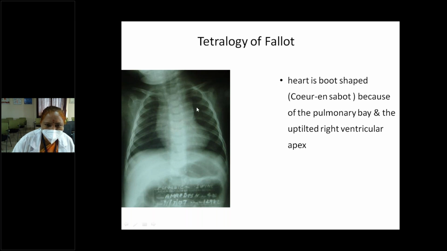Here the left side is not at all visible, and the right side is also less than 1/3. So there is pulmonary oligemia. Pulmonary bay is visible, upturned apex is there, right ventricular type of apex and right atrial enlargement. Mostly suggestive of boot-shaped heart, or coeur en sabot, Tetralogy of Fallot. Okay, is it clear?